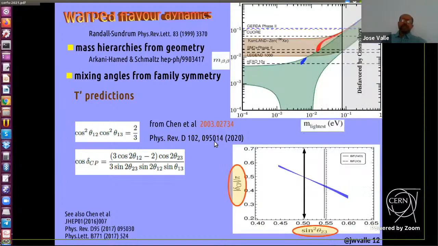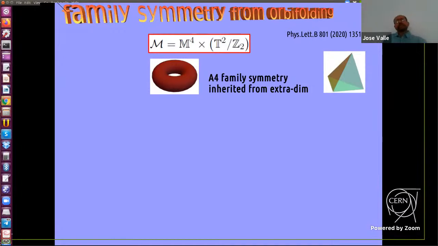And the predictions are very interesting. You see here on the bottom a very tight correlation between the magnitude of CP violation and the atmospheric octant. And on the other hand, you see here on top, the prediction for neutrinoless double beta decay will lie in these blue and red regions, and they are fully covered by the sensitivity of the upcoming round of experiments. This is for the case of warped flavor dynamics with 5 dimensions.